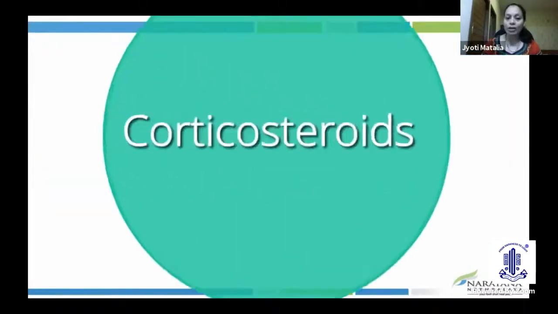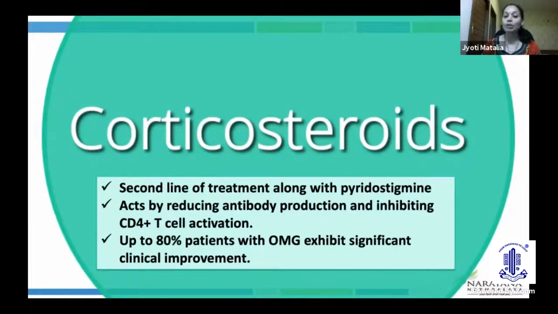Then corticosteroids, which is the second line of treatment and should be given along with pyridostigmine. So if you have a patient with OMG, you can give both simultaneously. It can give about 80% relief of the clinical symptoms.